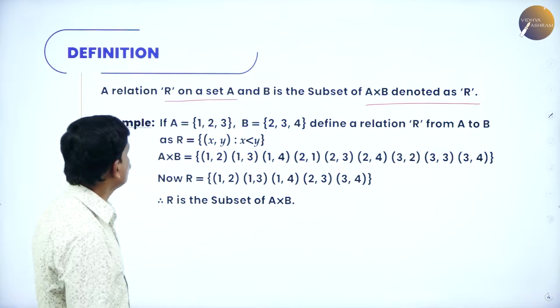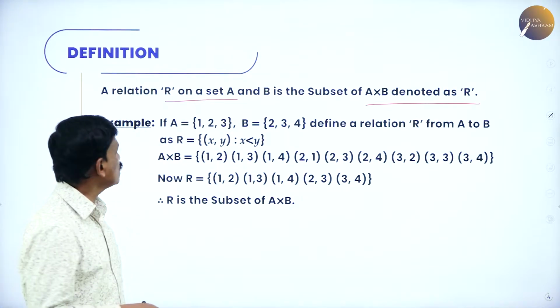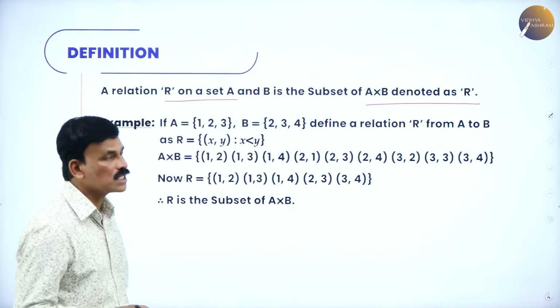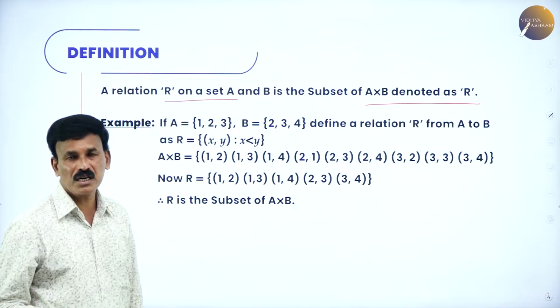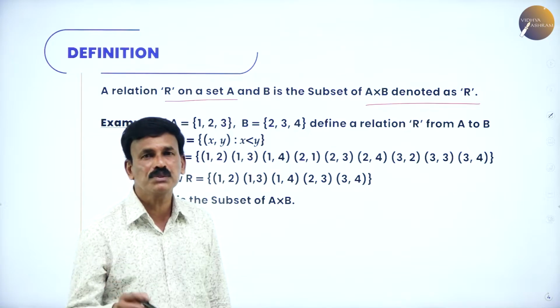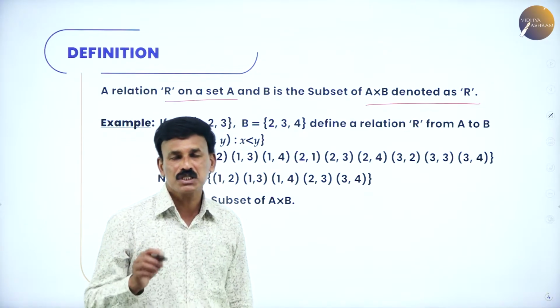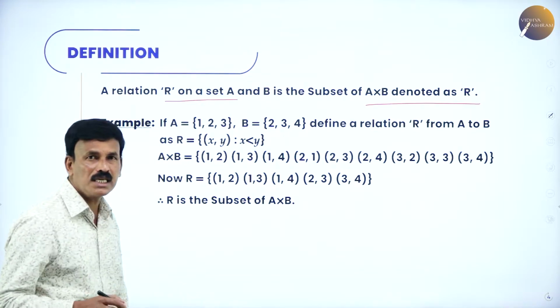A relation from the set A to the set B. A relation on sets A and B is a subset of the Cartesian product A cross B, and it is denoted as R. The subset of A cross B is called the relation and it is denoted as R. Now let us consider an example.